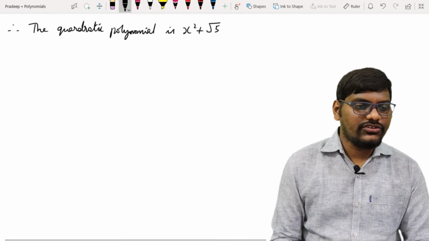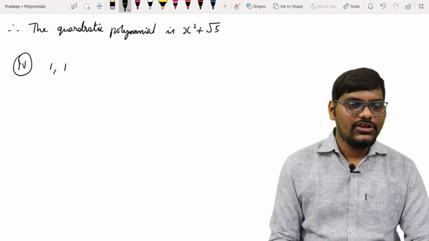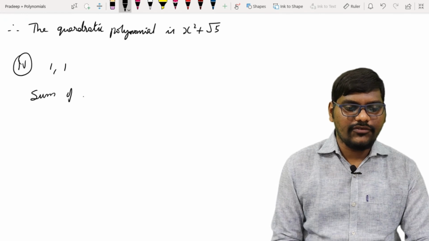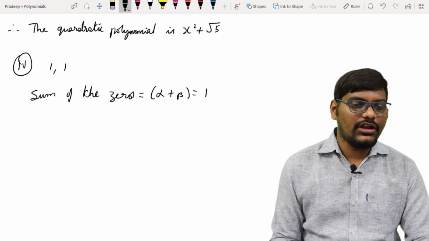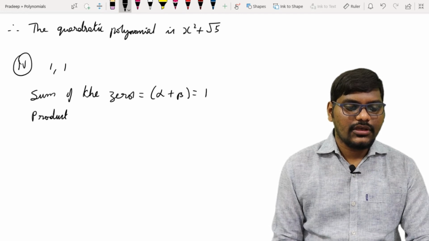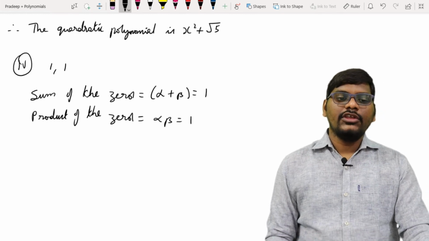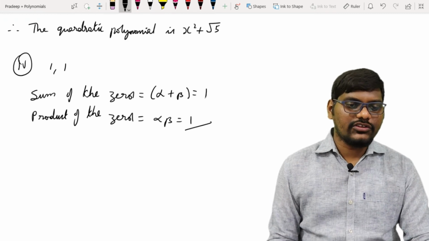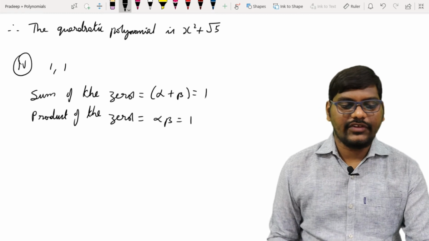Okay, so the next question has the values 1 and 1. So I can write the sum of the zeros, that is alpha plus beta, is equal to 1. The product of the zeros, I can write as alpha beta, that is equal to 1. For the sum of the zeros it is 1, and the product of the zeros it is also 1. That was the given thing. So by using that we'll find out.